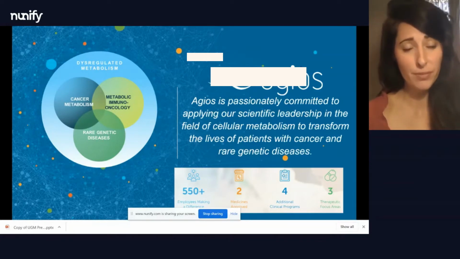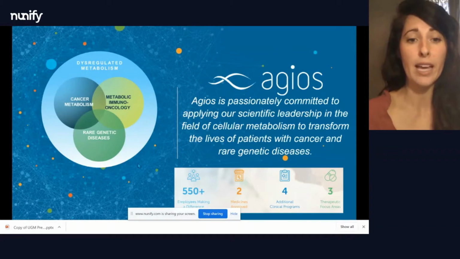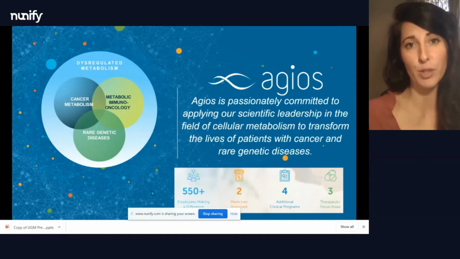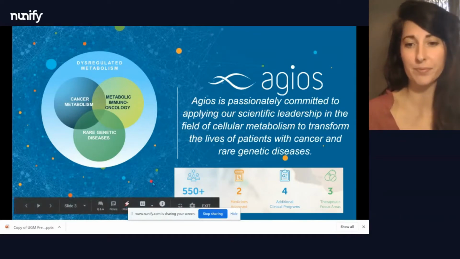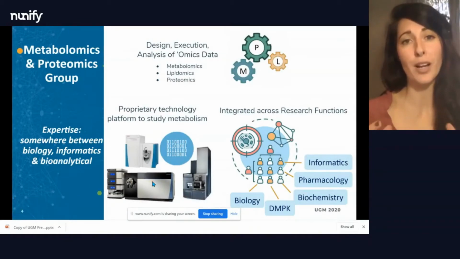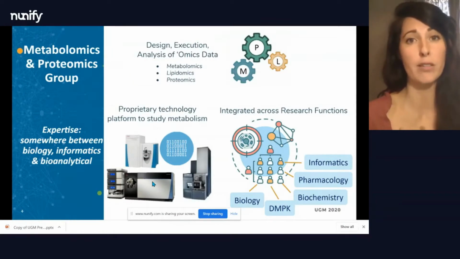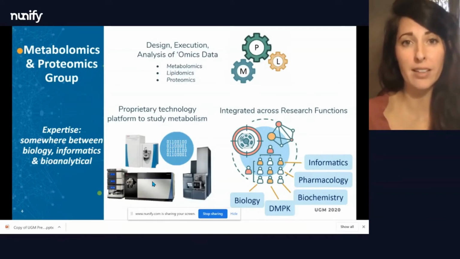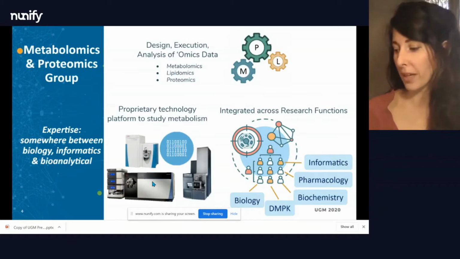excited about those. Our expertise and discovery platform is really centered on and focused on 3 fields, those of cancer metabolism, metabolic immuno-oncology, and rare genetic diseases. I'm in the Metabolomics and Proteomics group at Agios, and we are comprised of a diverse skill set of individuals. So we have mass informaticians, bioanalytical chemists, as well as those that are formally trained in biology and informatics. And that really allows us to execute our goal, which is the design and execution and analysis of all of our in-house omics data, including metabolomics, lipidomics, and proteomics.